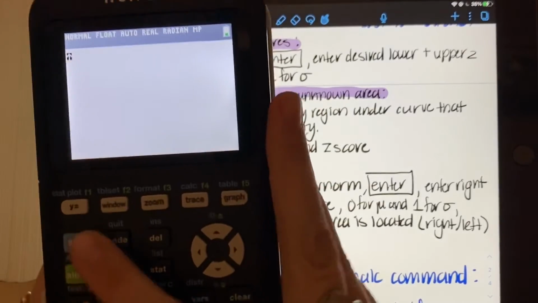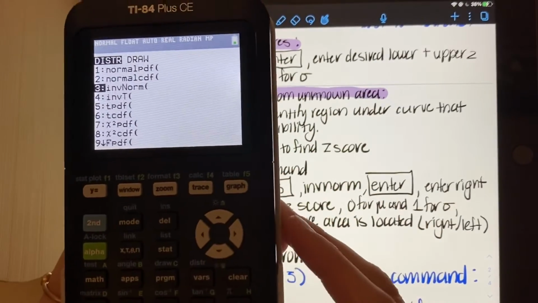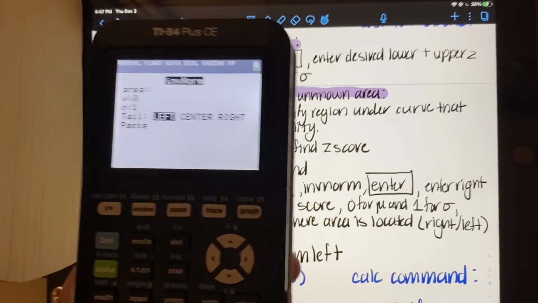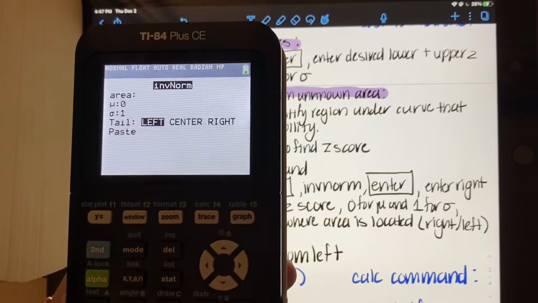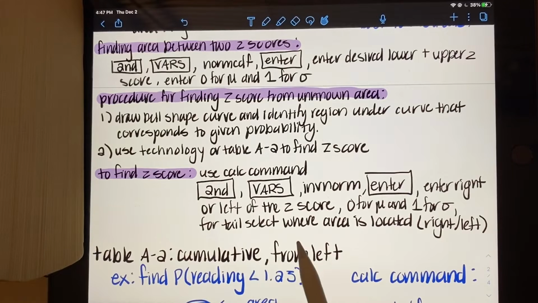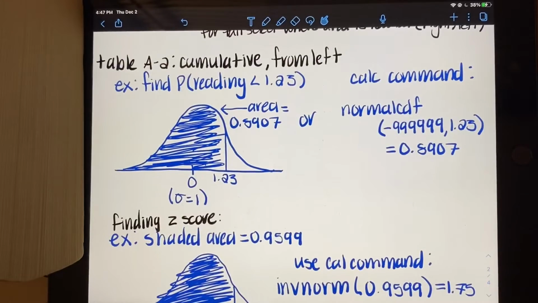You're going to go second, again, vars, and this time you're going to scroll down to inverse norm. Here you'll be able to enter your area, and once again, you'll keep it 0 for mean and 1 for standard deviation. For our tail, you'll select whatever area is located. I'm going to explain all of that in these upcoming examples that I have written out.